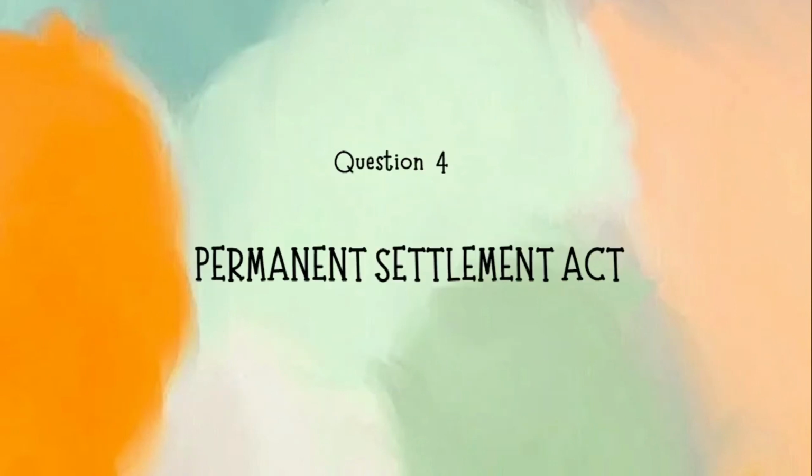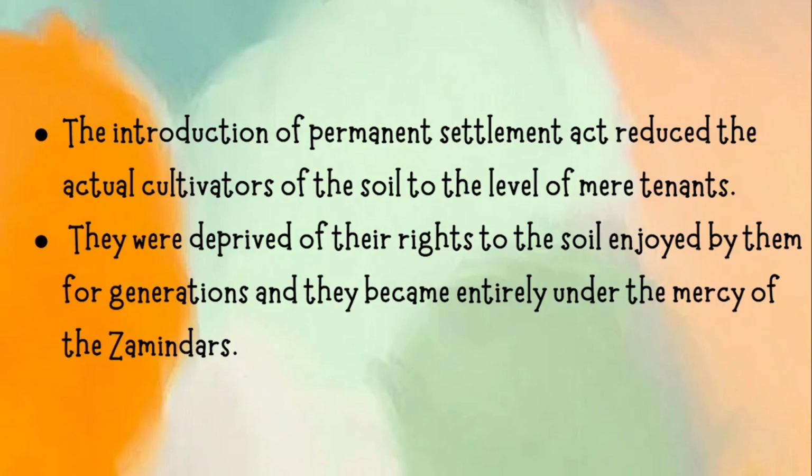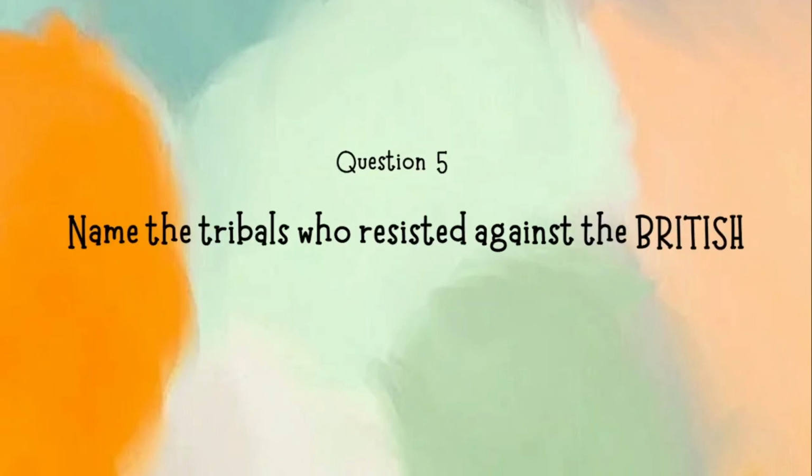Question number 4. Permanent Settlement Act. This act was introduced in Bengal and Bihar by Lord Cornwallis. The Zamindars were made the hereditary owners and they were also given the right to sell and purchase land. This act brought into existence a wealthy and privileged class of Zamindars. But this act reduced the actual cultivators of the soil to the level of mere tenants. They were deprived of their rights to the soil enjoyed by them for generations and they became entirely under the mercy of Zamindars.